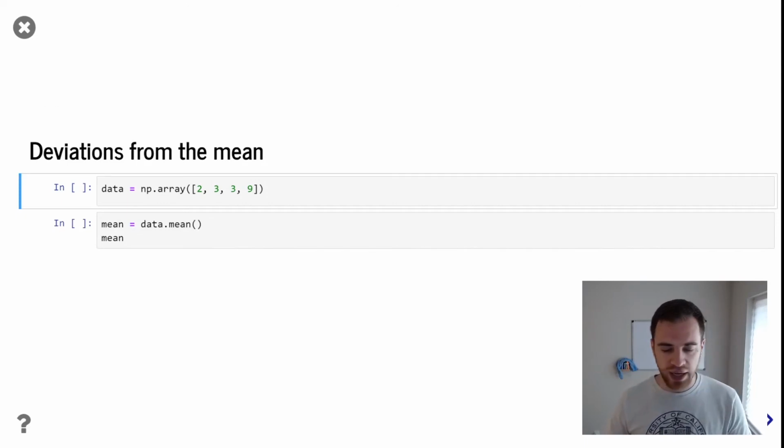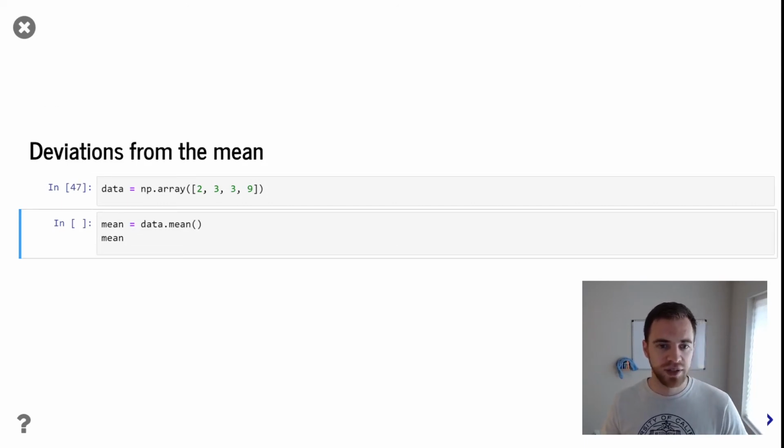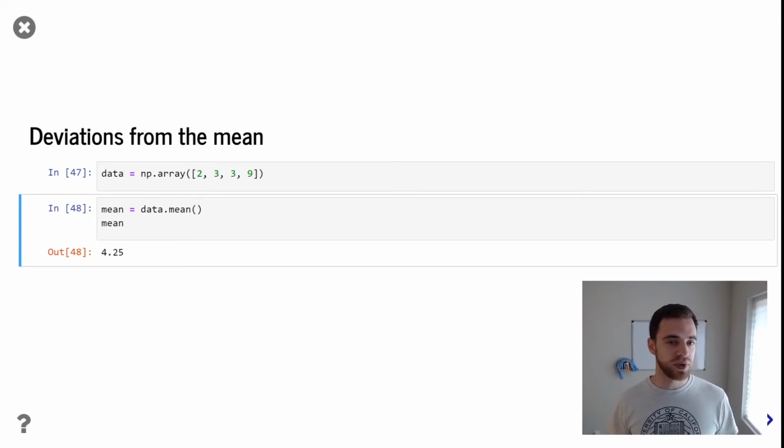So let's see it in action. I've got an array here. Here's my data. Remember, the mean of this is 4.25. Now I want to measure something about how wide this distribution is. In a typical case, how far are we away from the mean?